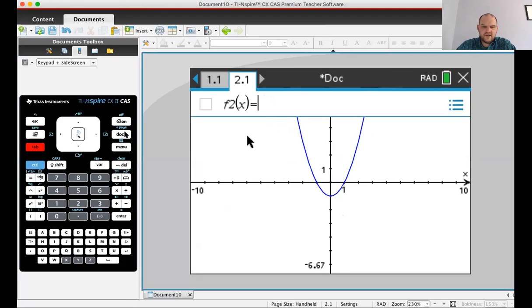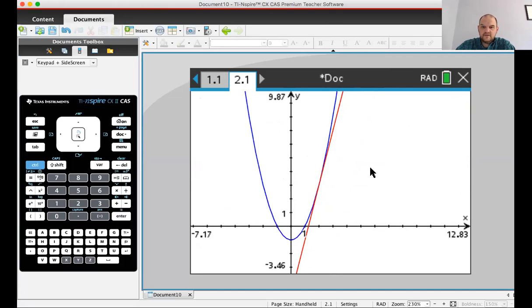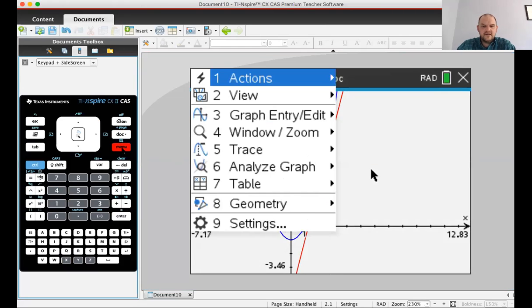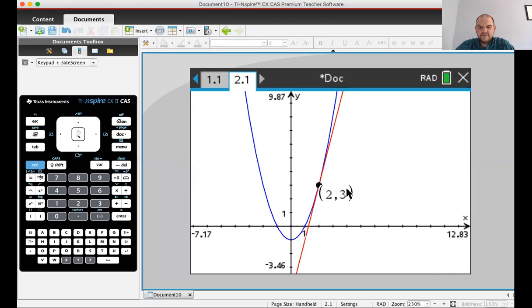Okay, and then I'm going to graph, what are we dealing with here? 3 plus 4 quantity x minus 2. That's my tangent line. Okay, so that's pretty good, I guess. Let me put the point. So if I trace to 2, and then if you press enter, it staples that point down and it'll stay there. Okay, so you can see they're really close.